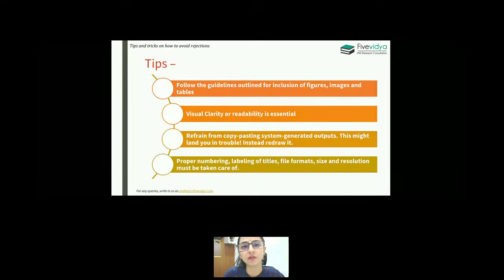The tips you can follow here is that you should follow the guidelines outlined in your target journal about the inclusion of the figures, the images, the tables. The clarity of the images used should be good, and you should refrain from copy pasting the data directly from the internet. The numbering, the bullets, the formatting size should be very clear, and in a good manner.